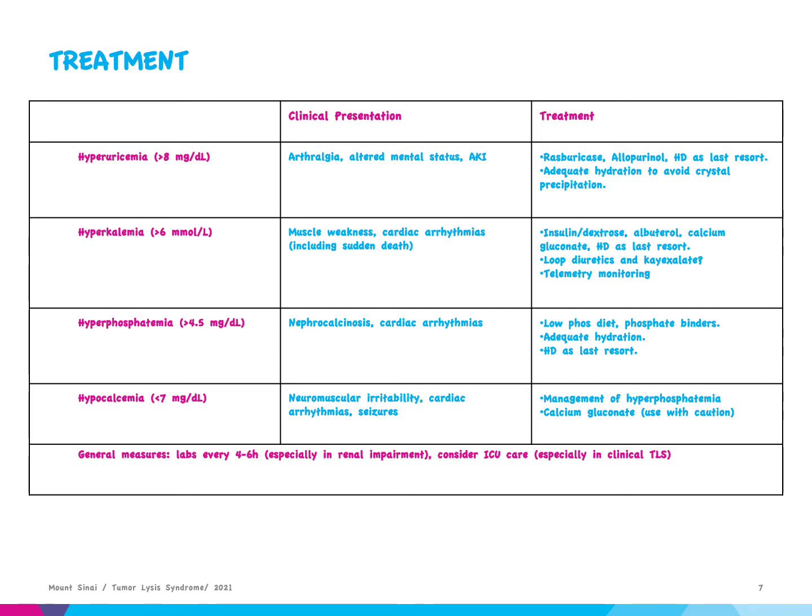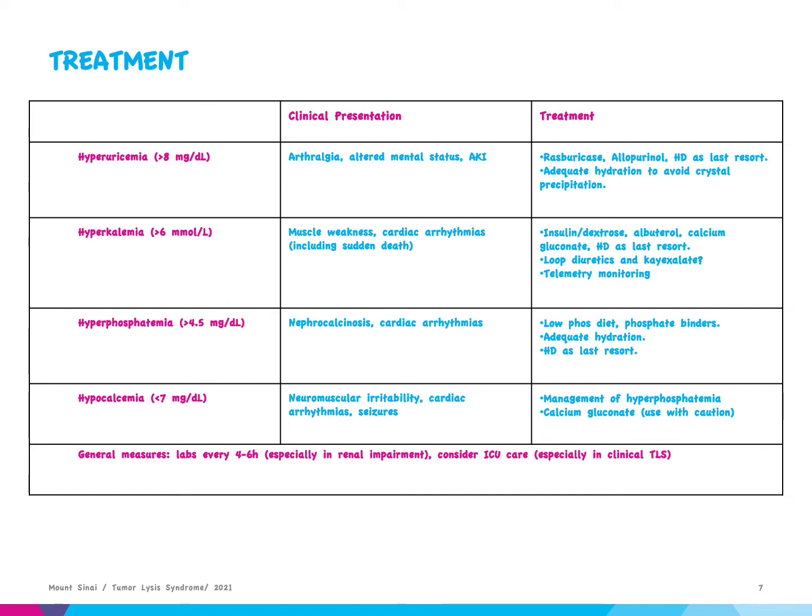Why is rasburicase better? It's because it's an enzyme that basically helps make uric acid more soluble by turning it into allantoin, whereas allopurinol only prevents formation of new uric acid by inhibition of the xanthine oxidase, and that's why rasburicase actually clears the uric acid faster. It's just, like I mentioned, pretty expensive. Hemodialysis is the last resort.